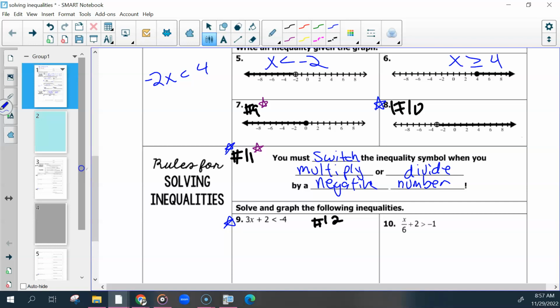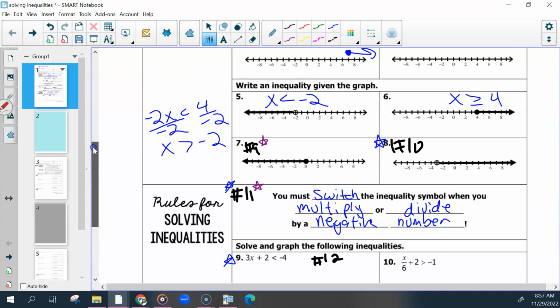Off to the side, just write this so you have it for future reference. If I were to solve this and divide both sides by negative 2, the sign would switch every single time. But if what I was dividing was already negative, then the sign would not switch. So what I mean by that is this.